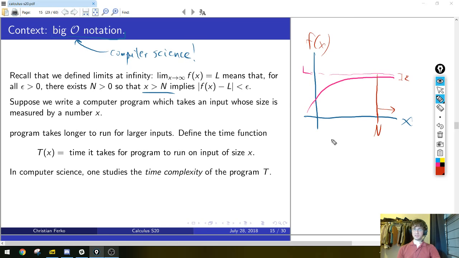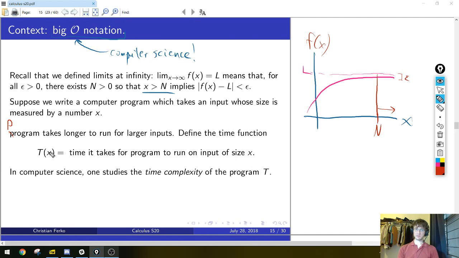So here's how computer scientists use this. Suppose you write a computer program in Python or your favorite language, and it takes an input. So maybe it takes a list with some length, or a number whose size is measured by some number of digits or whatever. Any input whose size is measured by a number x. You assume the program will take longer to run when the input is larger. Pretty natural. If you're sorting a list, longer lists take longer to sort.